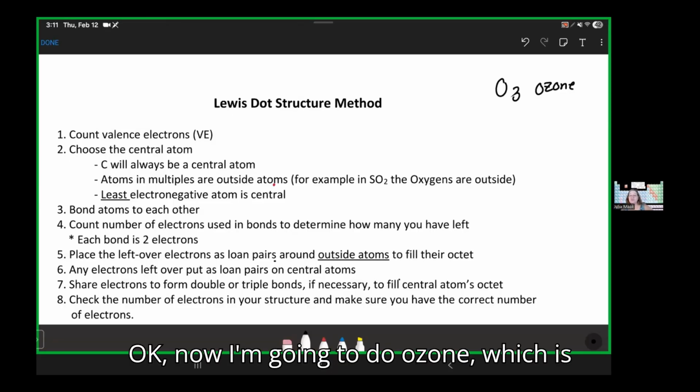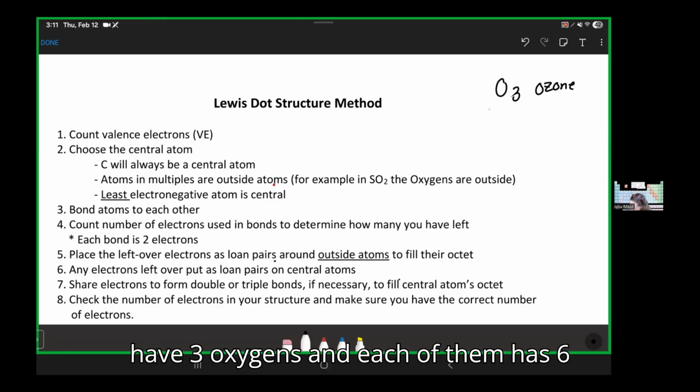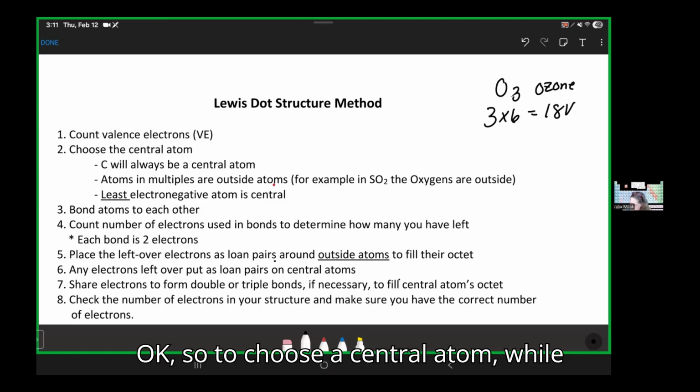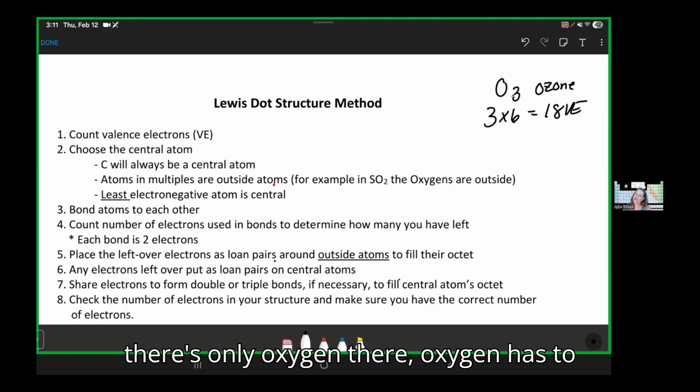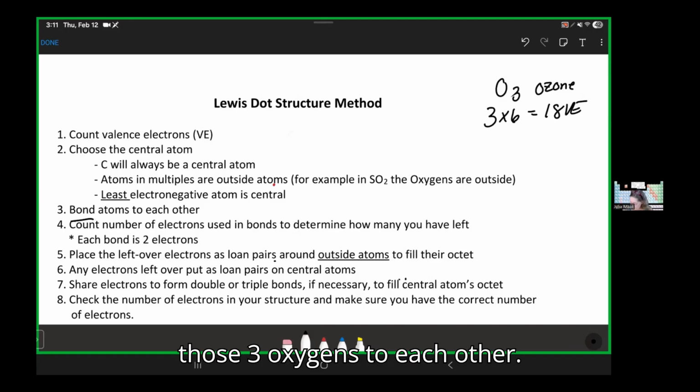Okay, now I'm going to do ozone, which is O3. Count my valence electrons. I have 3 oxygens, and each of them has 6 valence, so I have 18 valence electrons. To choose a central atom, well, there's only oxygen there. Oxygen has to be in the middle. So we're going to bond those 3 oxygens to each other.